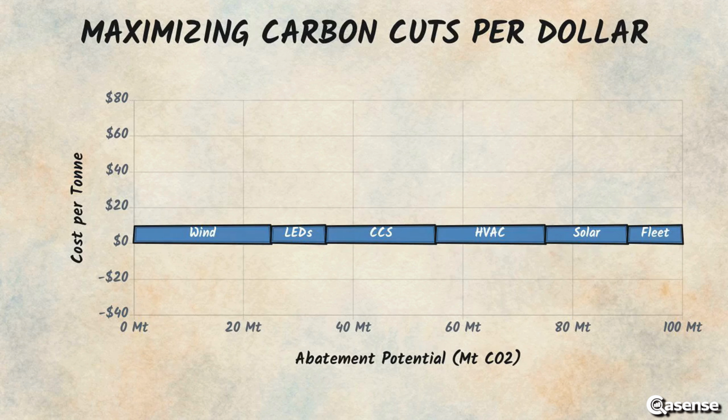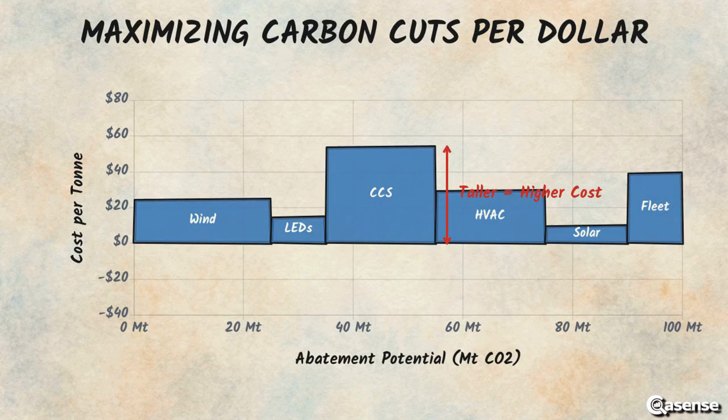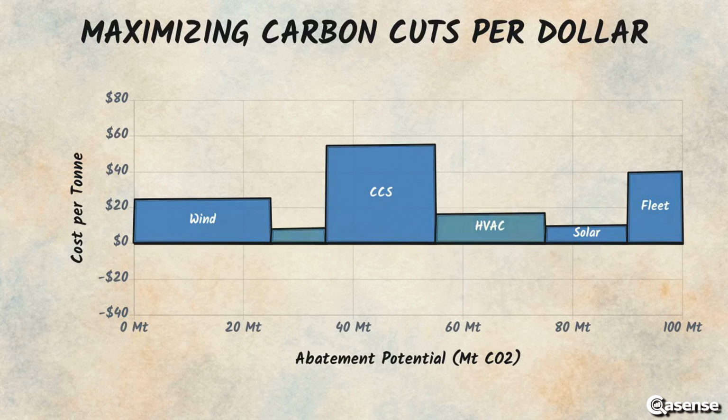This chart shows how the framework organizes our options. The horizontal line at the bottom is abatement potential. That is simply a measure of exactly how much carbon a specific upgrade can cut. The wider the block, the more pollution it removes. The vertical line tracks the cost per ton. This measures the actual money spent to achieve that specific carbon cut. The taller the block, the more expensive it is to remove 1 ton of CO2.